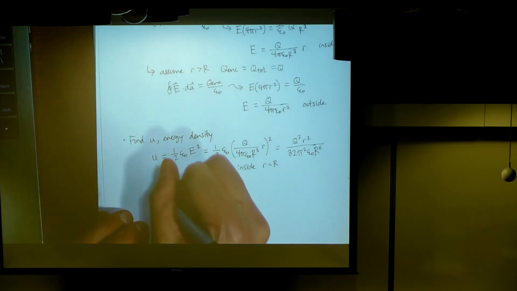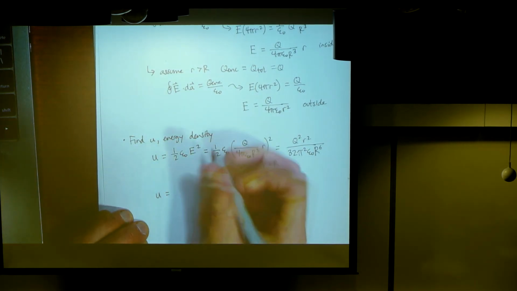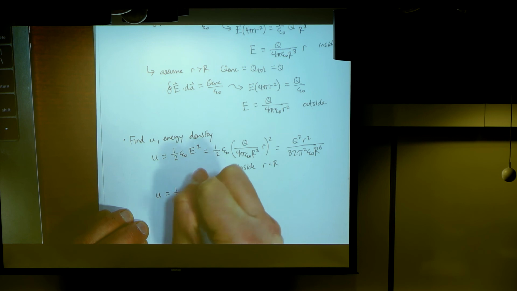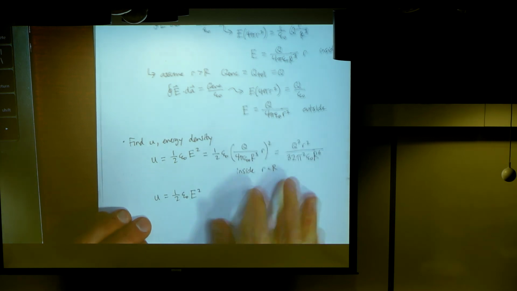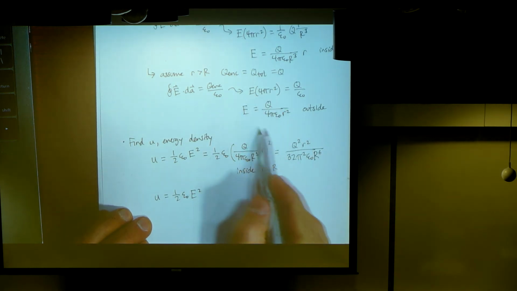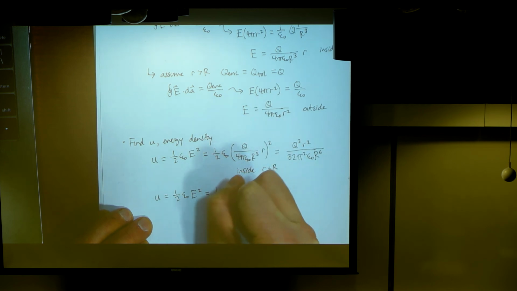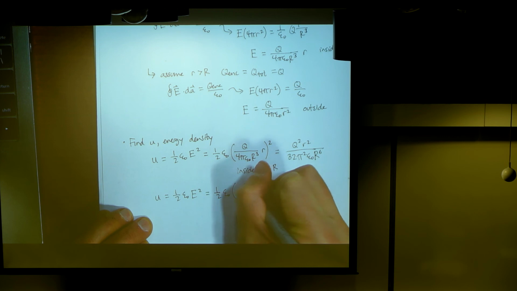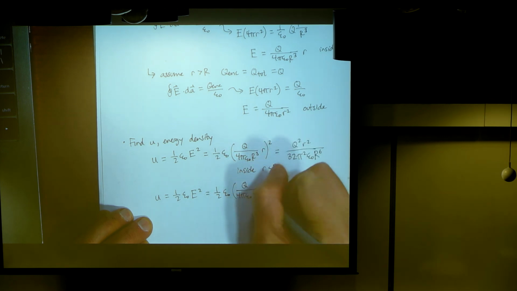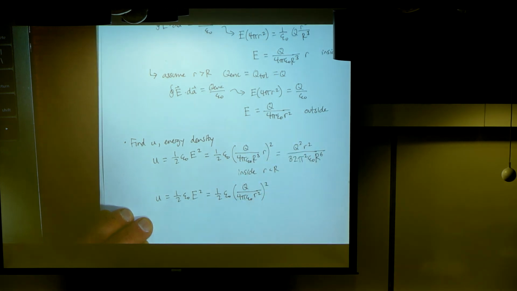Okay, just do the same exact thing for the outside. In this case, remember, this is our E field on the outside. So I'm just going to plug that directly in, which is Q over 4 pi epsilon naught times R squared. That's the E field. We're squaring the E field, remember.